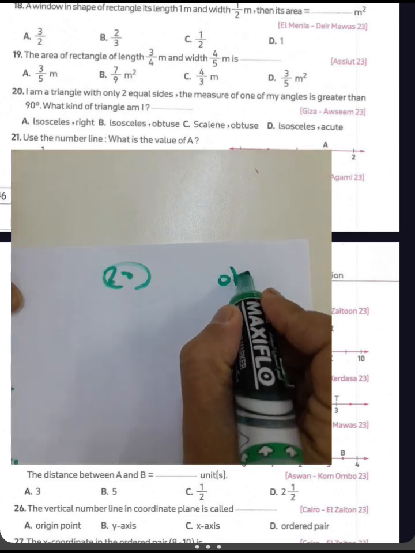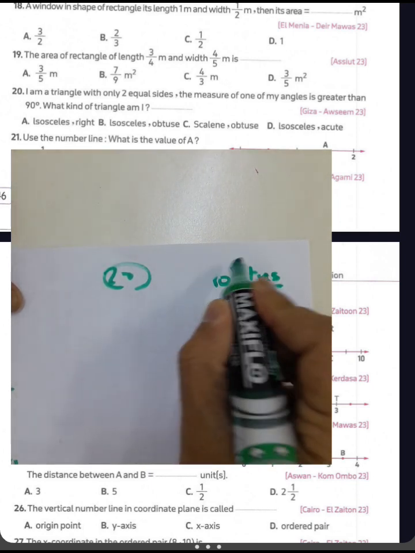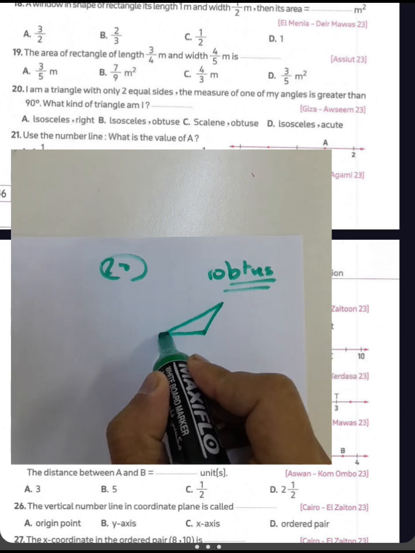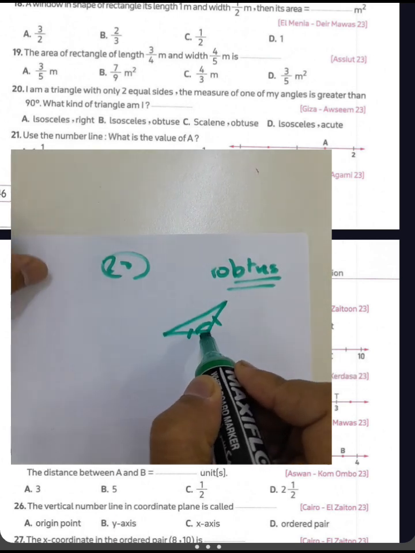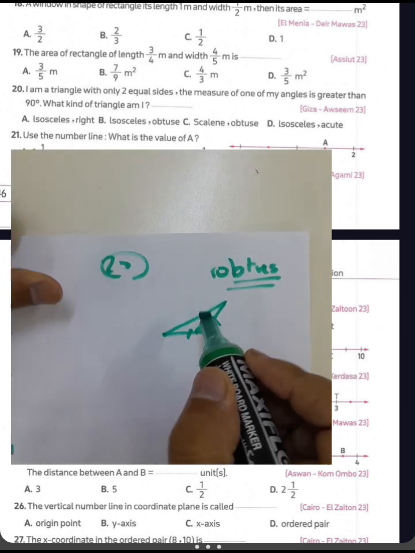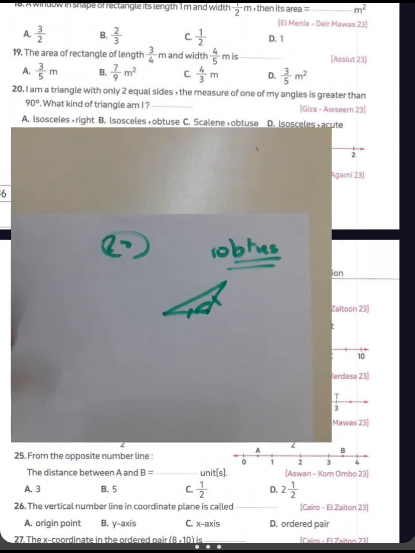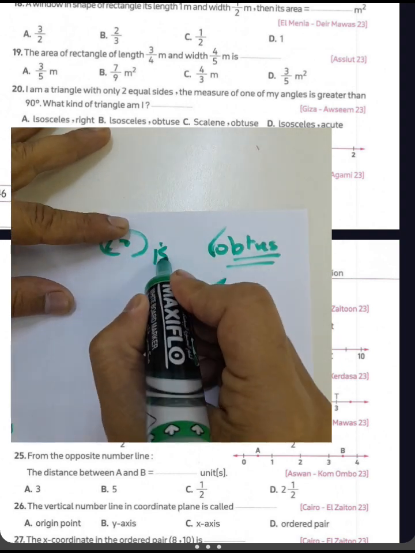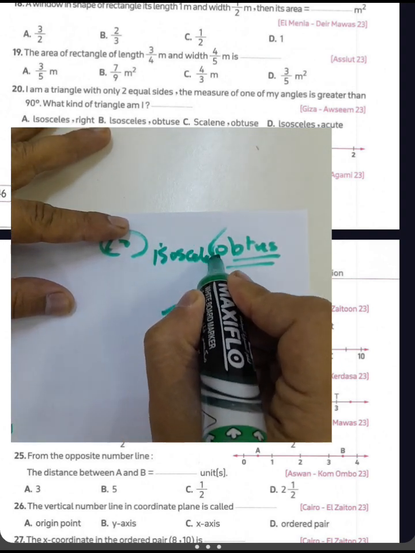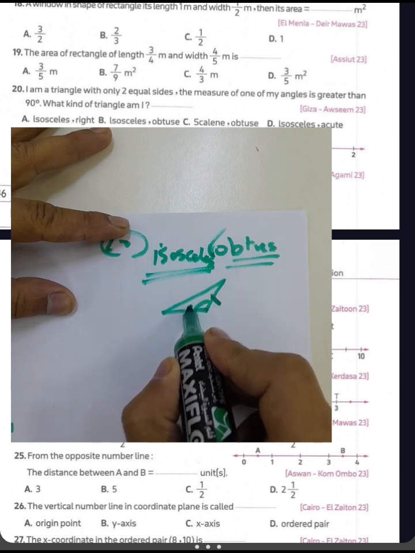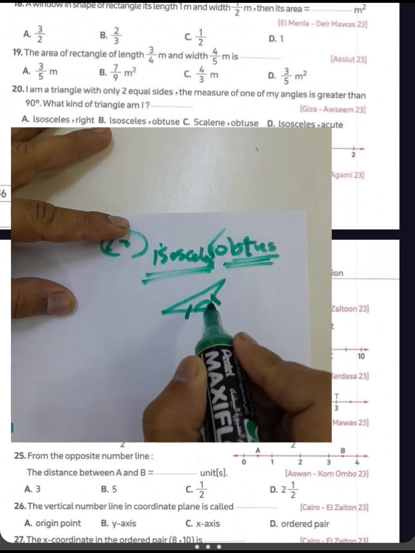First, obtuse. Second, because he tells us here the measure of one of my angles is greater than 90, this triangle will be like this, and we have 2 sides of equal length. I am a triangle with only 2 equal sides. We call it isosceles. Then we can write here isosceles. Then we call it an isosceles triangle and an obtuse triangle.